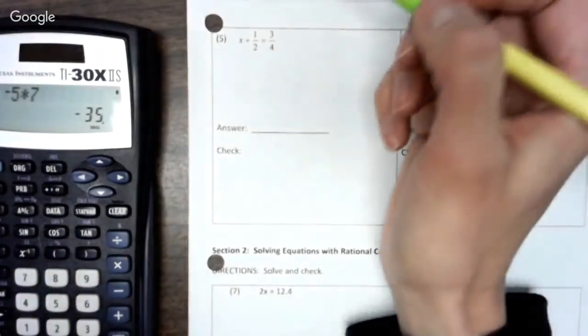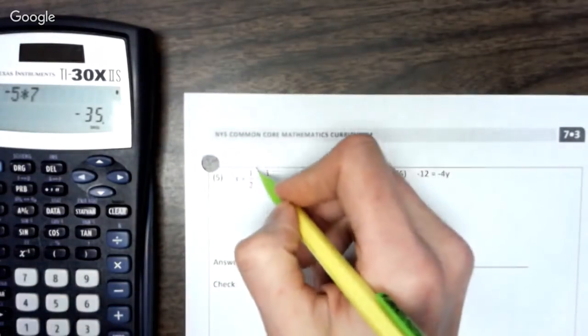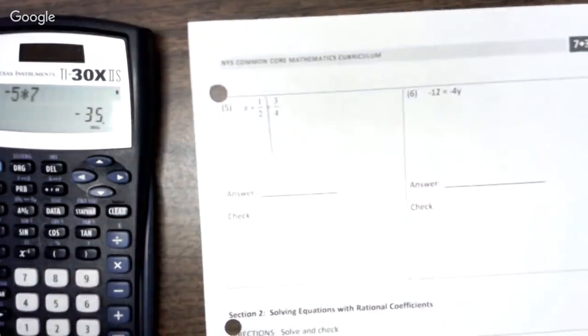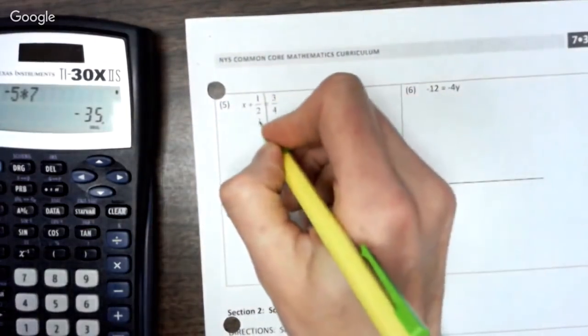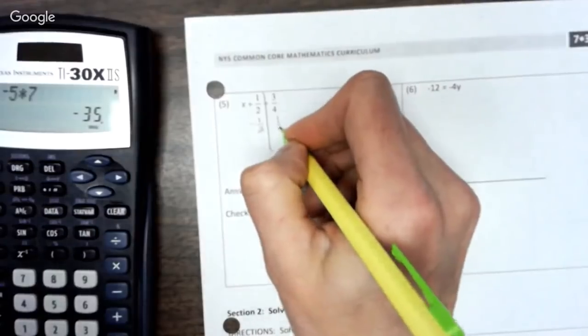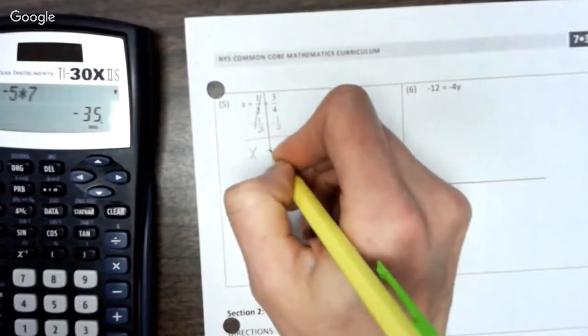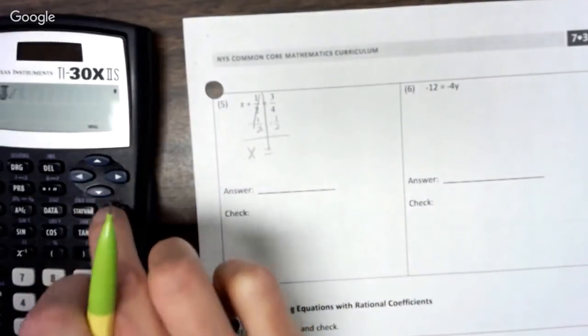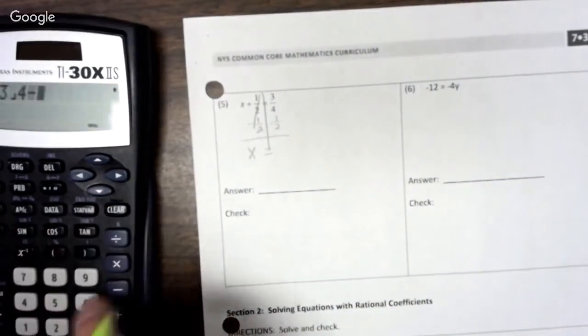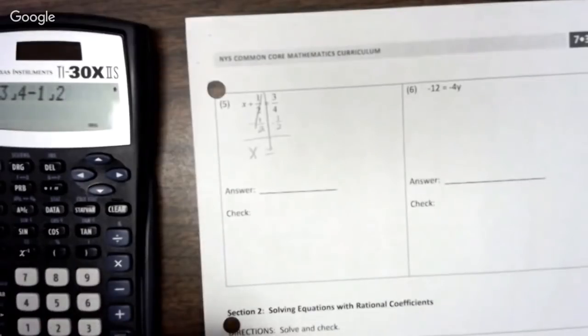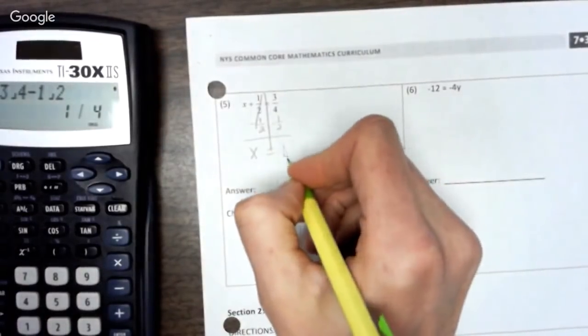All right, let's look at number 5. It's still a one-step equation. We're going to solve this by subtracting 1/2 from both sides. So x is equal to 3/4 minus 1/2. 3/4 minus 1/2 is 1/4.